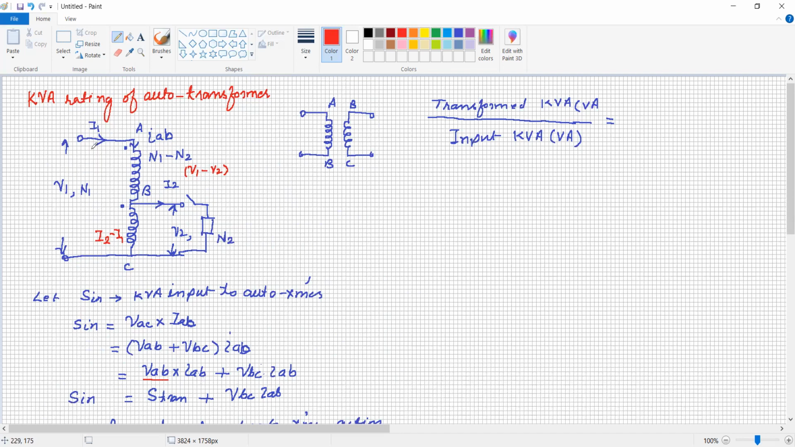So what is the input? Input is V1 into I1, whereas the kVA transformed by transformer action is A to B multiplied by current. So it is equal to V1 minus V2 into I1. See, this part is N1 minus N2, A to B. VAB is equal to V1 minus V2 into I1 divided by input, which is V1 I1. So it is V1 I1 minus V2 I1 divided by V1 I1.